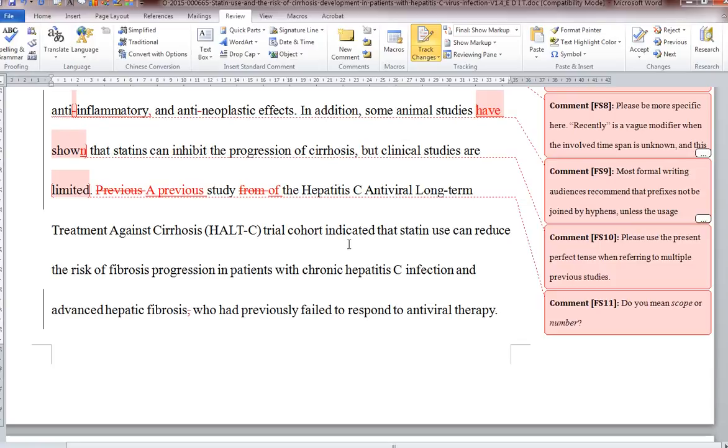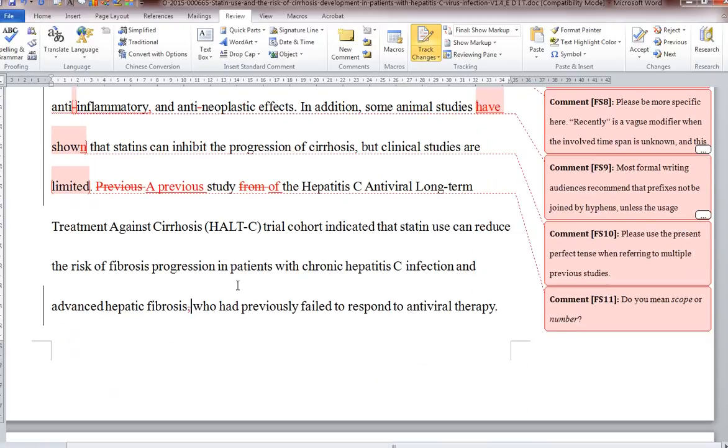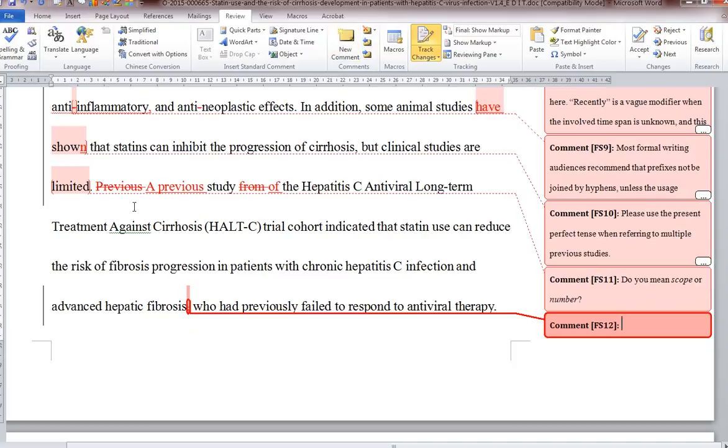Okay, this trial cohort indicated that statin use can reduce the risk of fibrosis progression in patients with chronic hepatitis C infection and advanced hepatic fibrosis who had. If we have the comma here, this is almost like what I was talking about earlier with which. If we have the comma here, it basically indicates that whatever immediately precedes the comma is what who is referring to, and that is certainly not the case. Who are the patients? That's who they are. It's not the infection or the fibrosis. I'm going to comment on this.